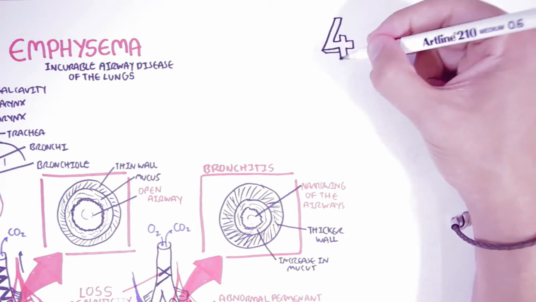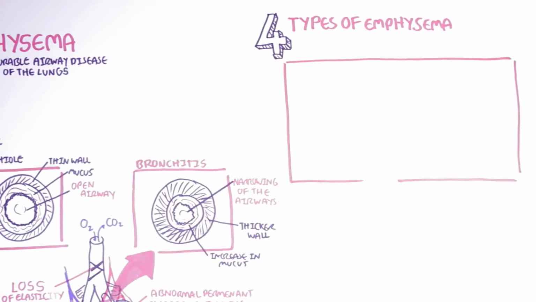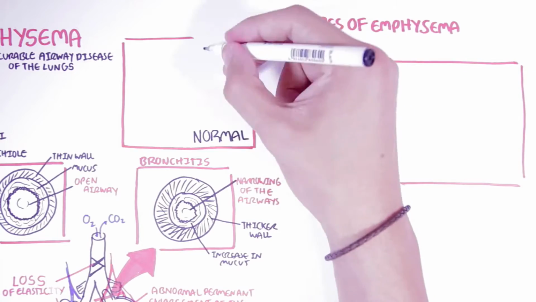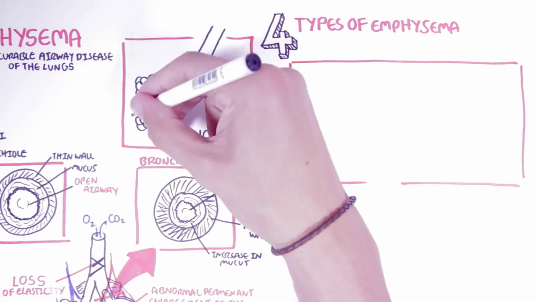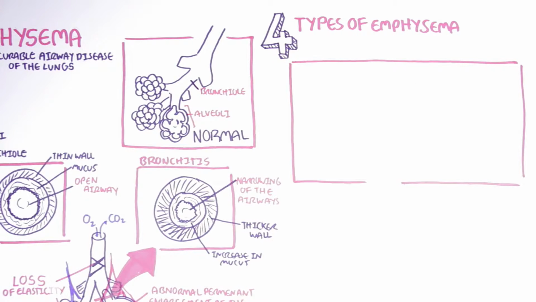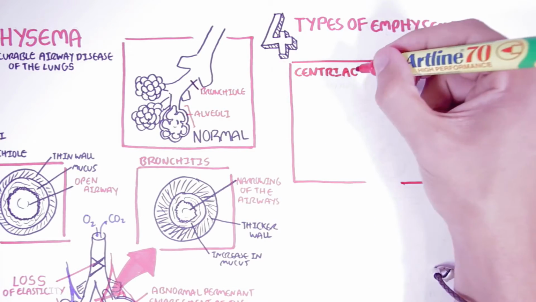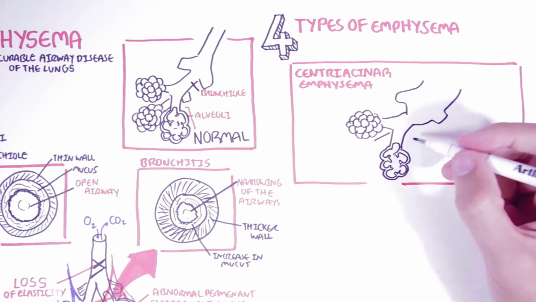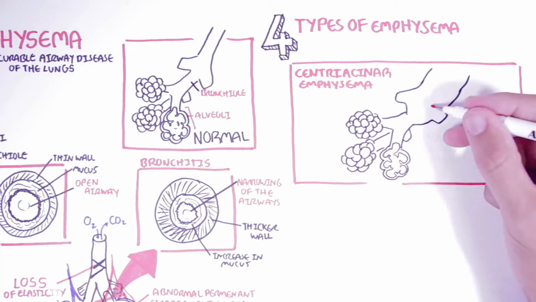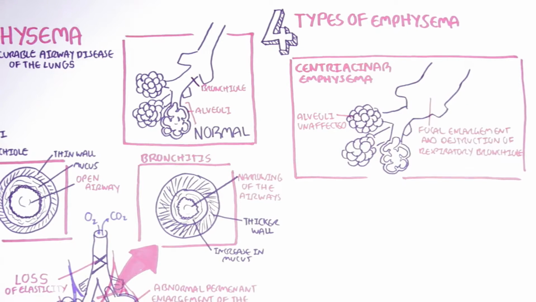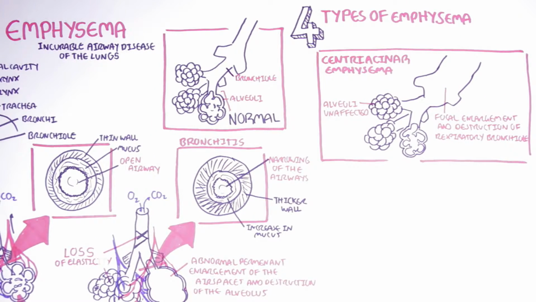Now, there are actually four main types of emphysema. Before going into each one, let's briefly look at a normal alveoli and the terminal bronchiole. So here is the bronchiole and the alveoli, which is made up of many alveolus, remember. The first type of emphysema is known as centriacinar emphysema. And this is where we have focal enlargement and destruction of the respiratory bronchioles, whereas the distal alveoli are unaffected.